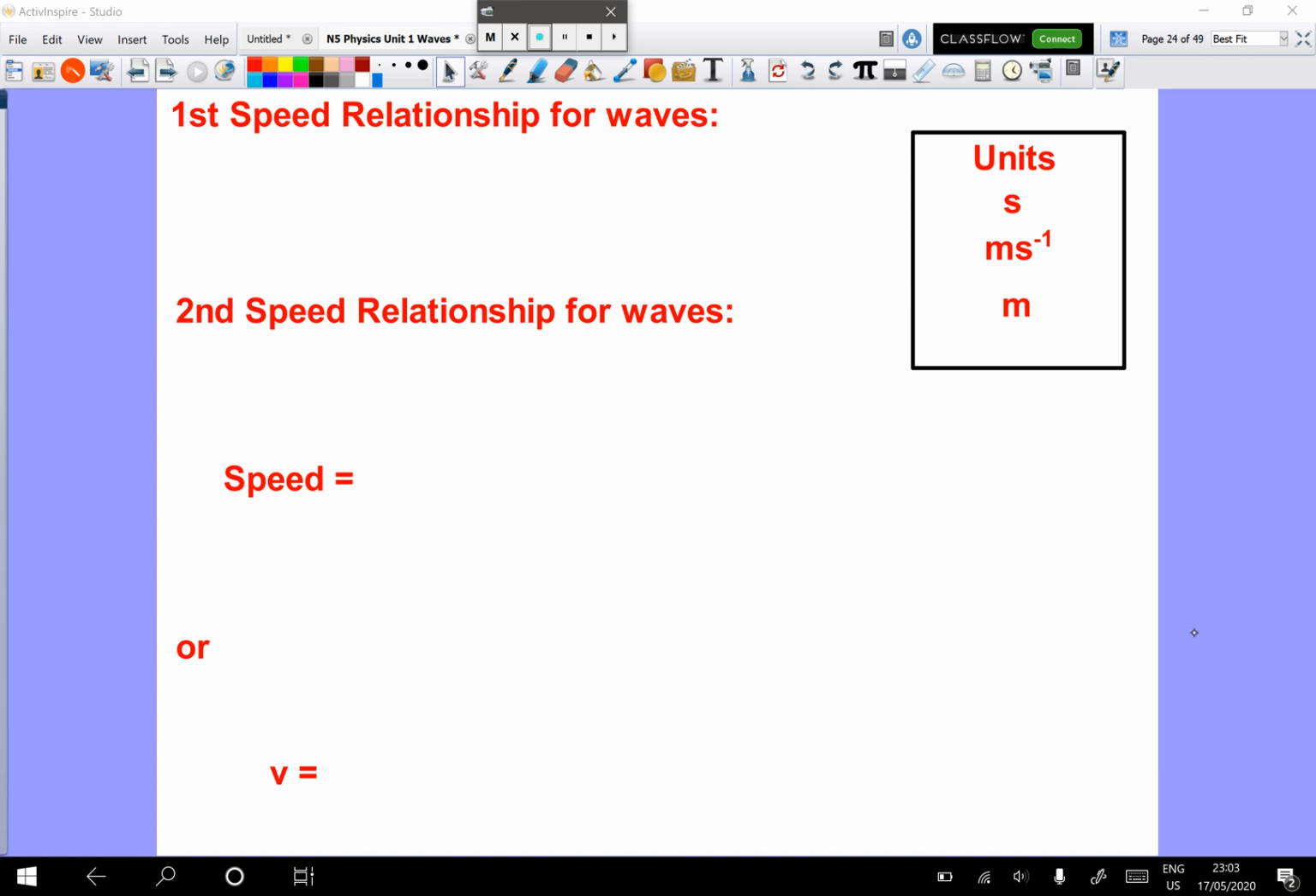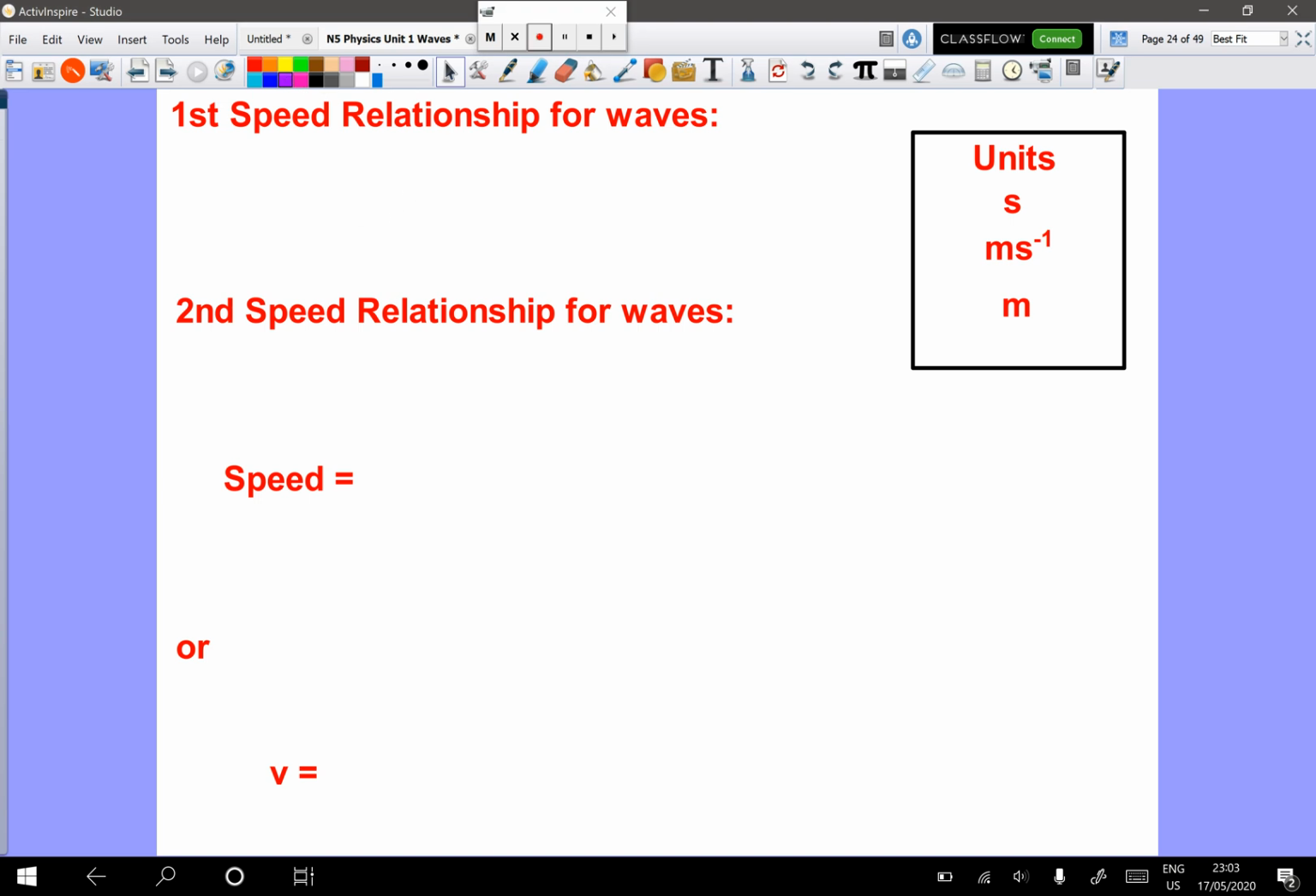We're going to look now at another equation that we can use when calculating the speed of waves. So the one we have just looked at is speed equals distance over time, which is written in our equation sheet as d equals vt. The second relationship that we can use for waves is speed equals frequency multiplied by wavelength. So wavelength and frequency are a couple of properties of waves that we already know a little about. If we multiply frequency by wavelength, then we can get speed.